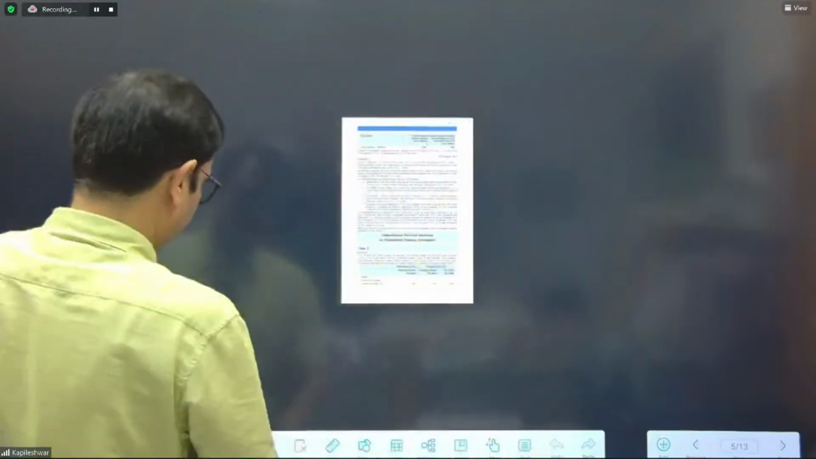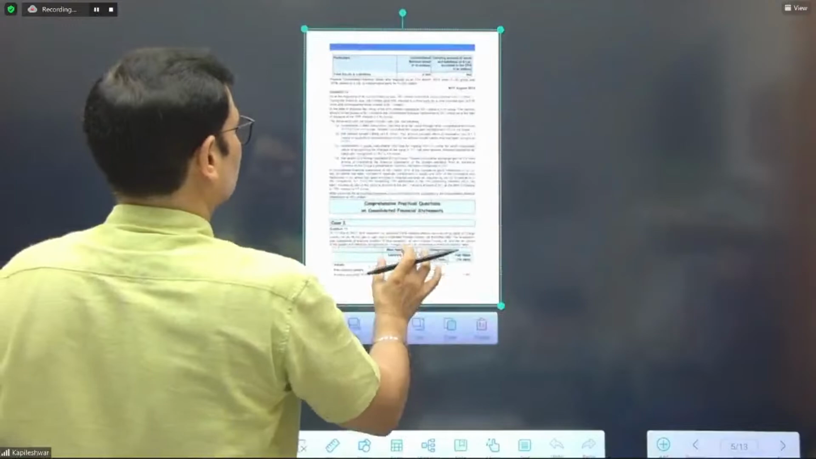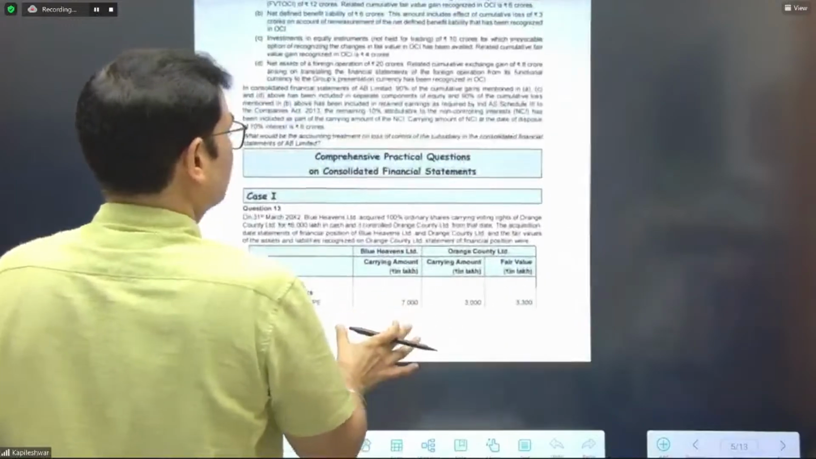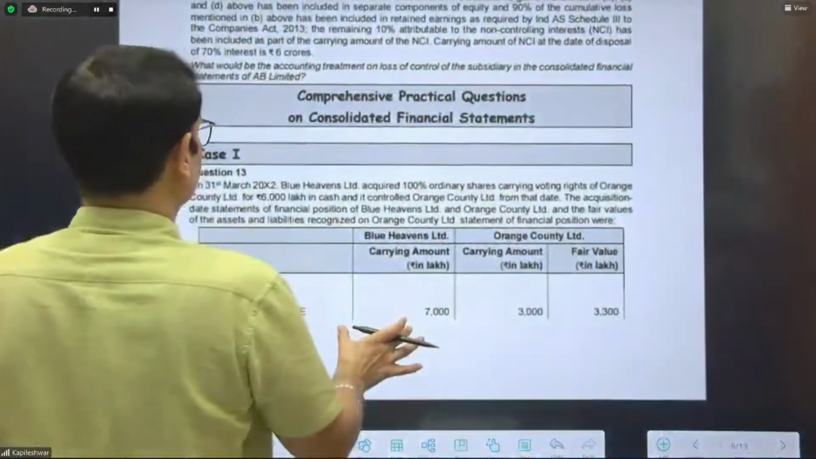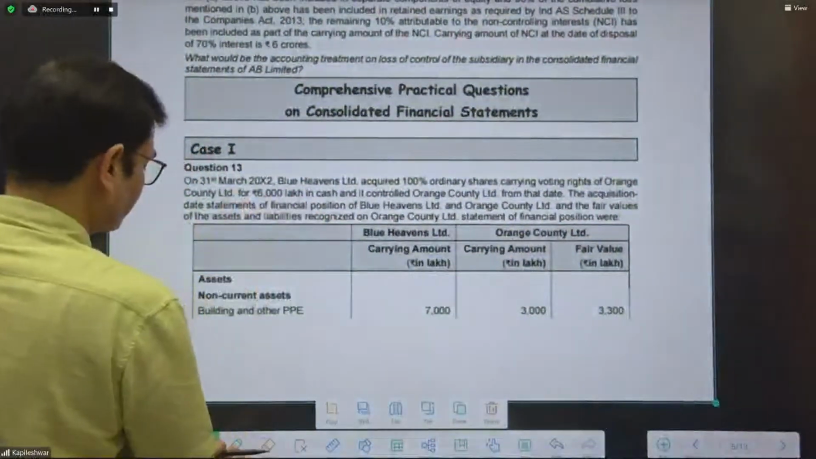We are starting with the very simple questions, and please follow the 6-step model religiously. You're not going to go wrong. There might be a few adjustments which we're yet to discuss, which we'll discuss in the question. So let me come to question number 13. It's in the study material as well. Now we're looking at comprehensive practical questions.